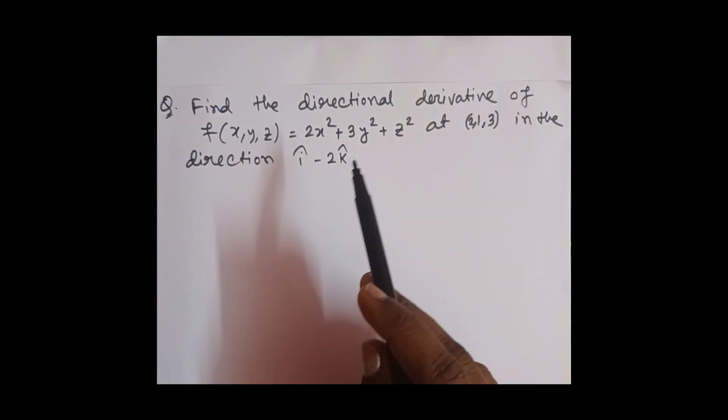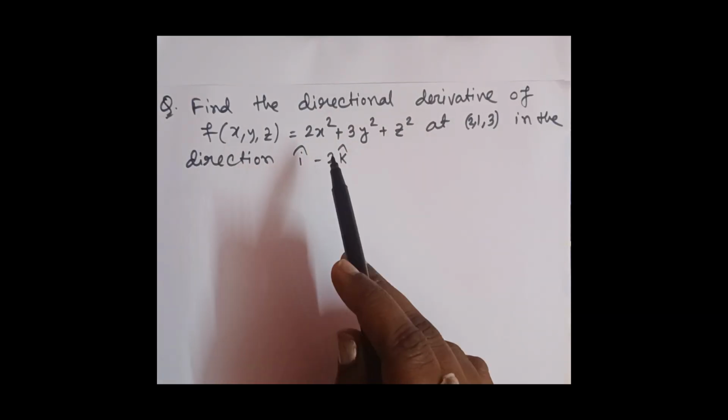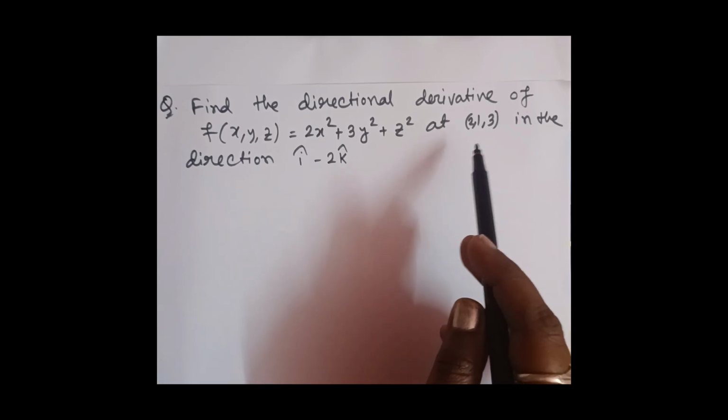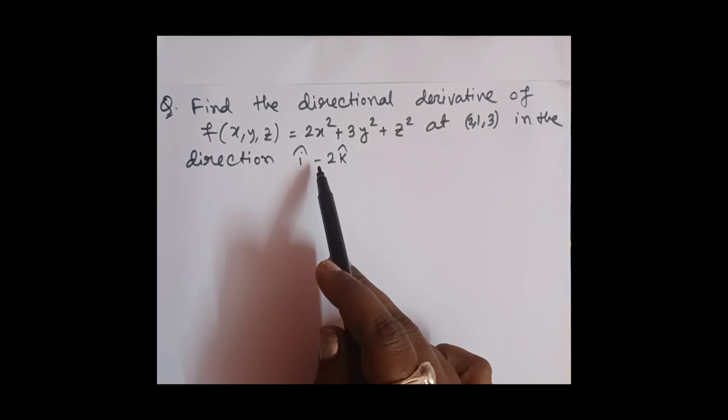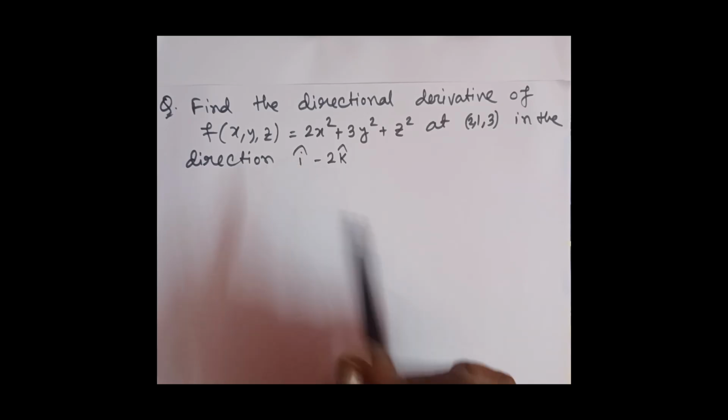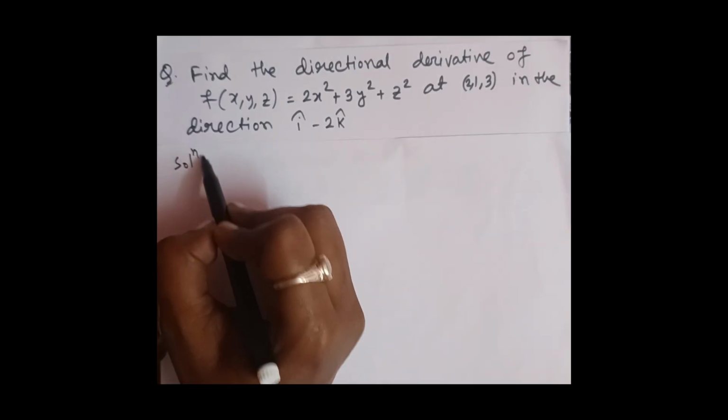Next question is, find the directional derivative of f(x, y, z) equal to this one at the point (2, 1, 3) in the direction i minus 2k. See carefully, no j is there. Let us start the solution.